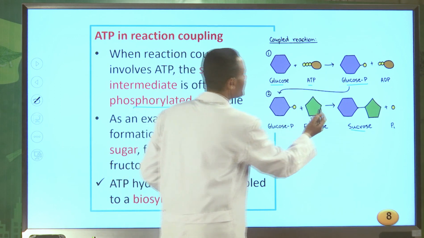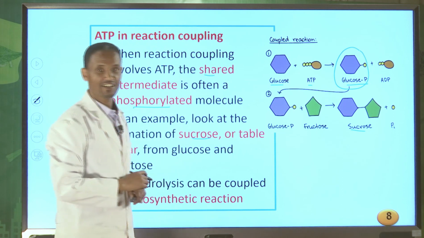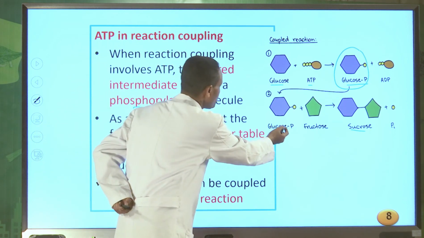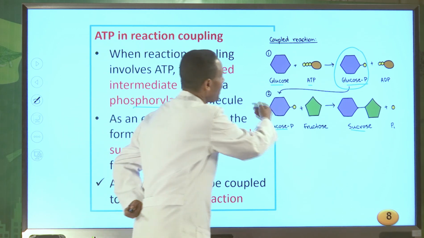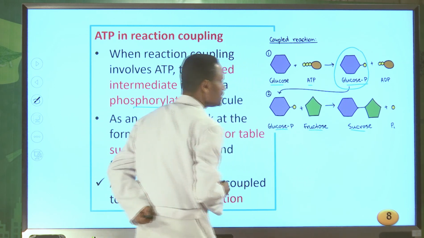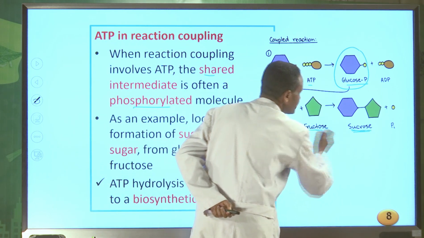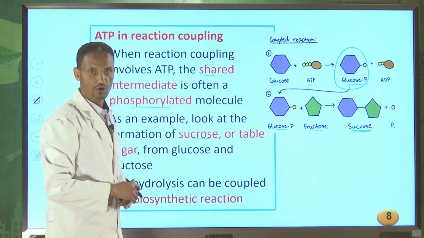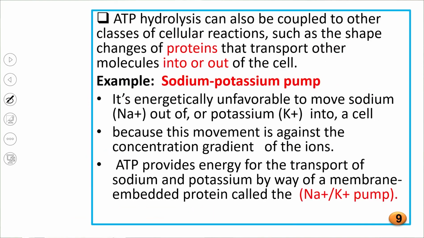Now, this phosphorylated compound becomes an intermediate for the secondary reactions. Look, this one is the phosphorylated glucose. In the secondary reaction, it can serve as the reactant and react with another monosaccharide, which is fructose. Finally, they produce a disaccharide, which is sucrose. This is how a coupling reaction can take place. Therefore, in this case, ATP hydrolysis can be coupled to the biosynthetic reactions by this process.